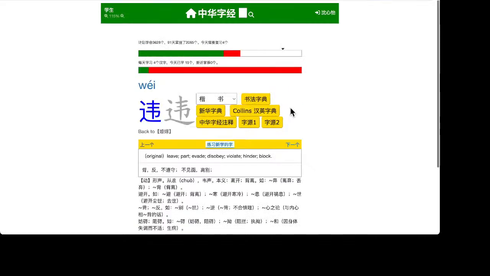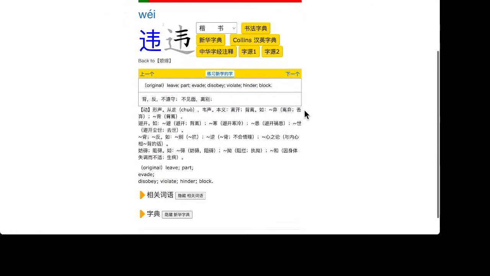So next one, 为. 为, the original meaning is leave or part. So just to leave. Okay. Now, the later it means evade, disobey, violate. Okay, or hinder, block, that kind of meaning. Basically you're not following, but you're going against it. Okay, it's called a 为.